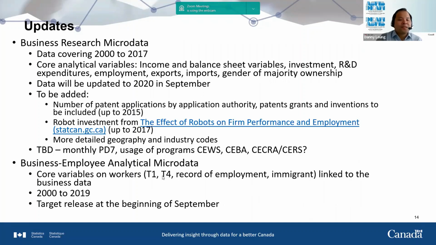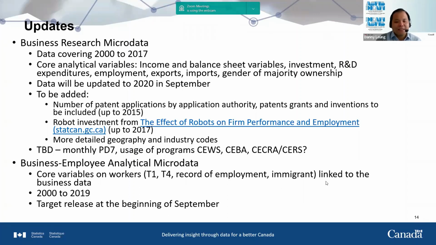In terms of the business employee analytical microdata, I don't know if this is actually going to be the name, but I think that is at least our working name. It's going to consist of core variables on workers from the personal income tax. So there'll be an individual file, but there'll also be a worker job level file that's made up of their T4 record of employment.